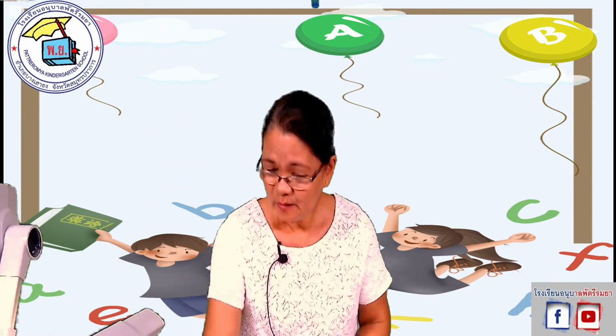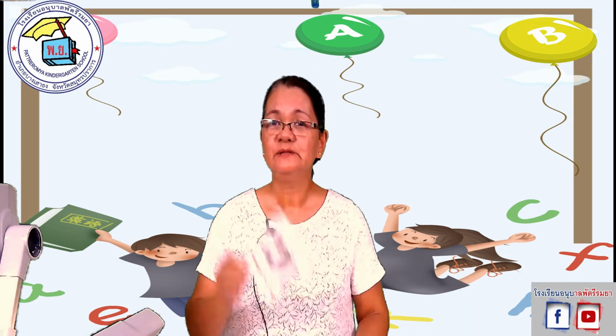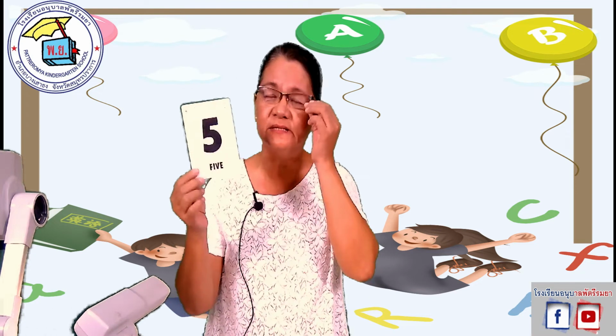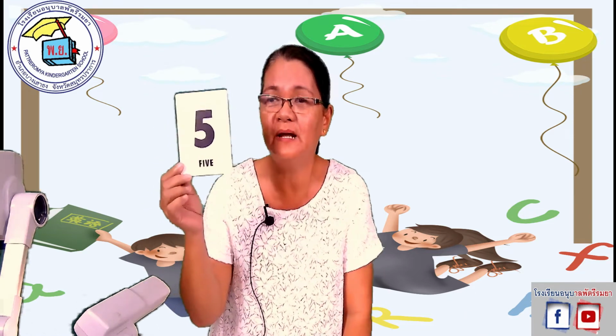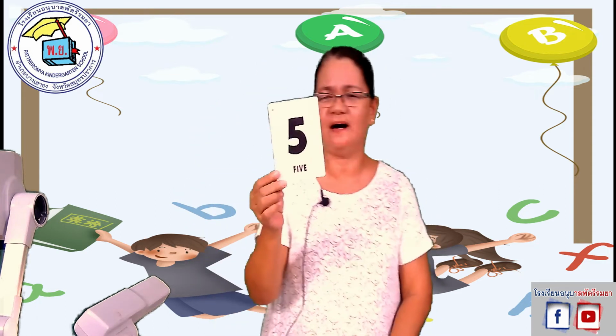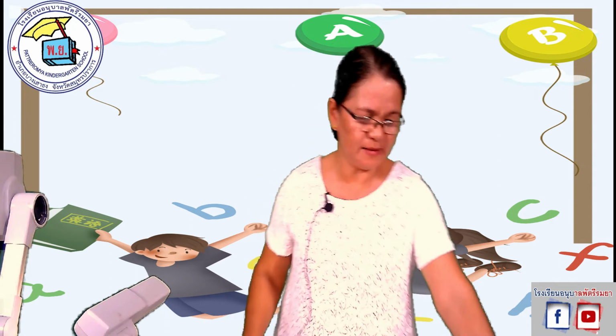And we have only 21 letters that are consonants. Say it again, consonant. Okay, very good. Consonant letters are 21. And how many are the vowel letters? The vowel letters are only 5 letters. Do you think what are those letters in the alphabet? Only 5.